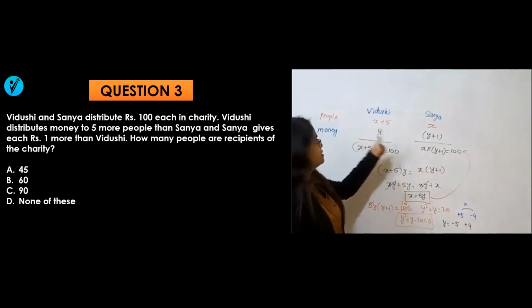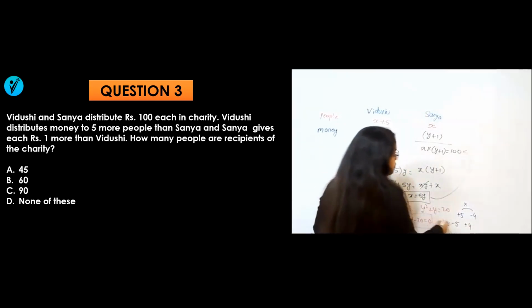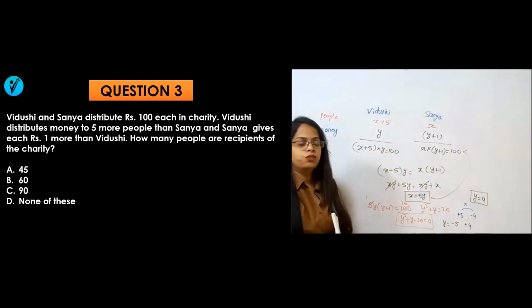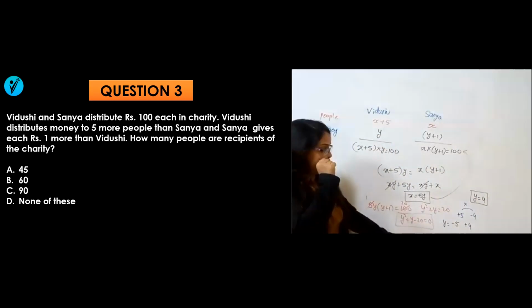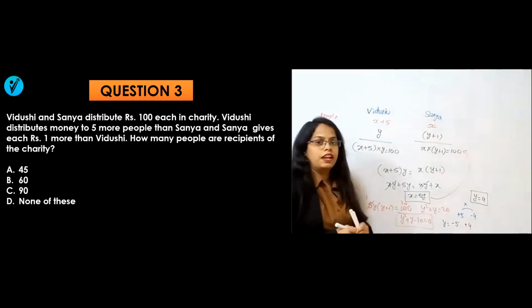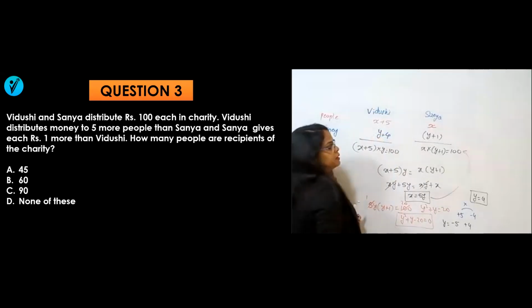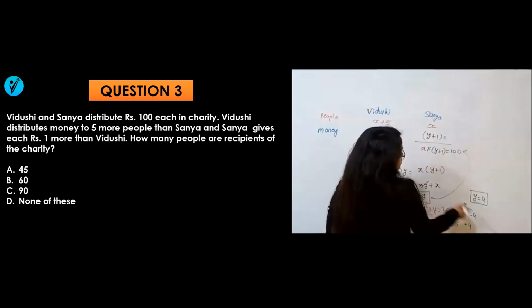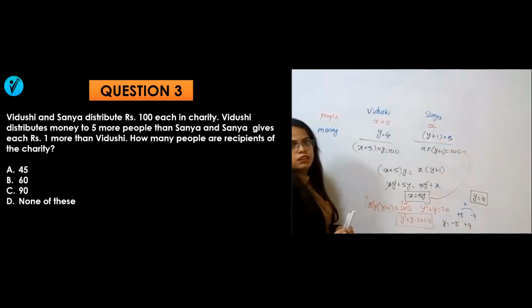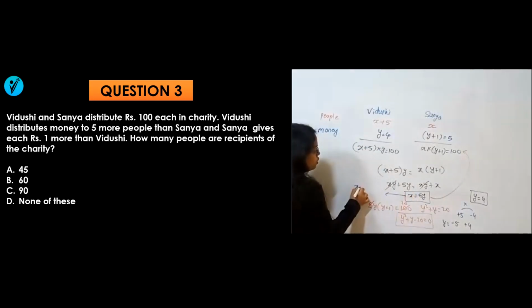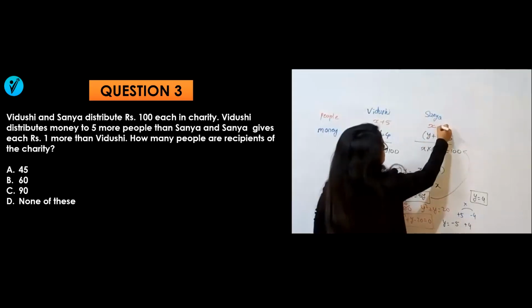As I know that Y is money, money cannot be negative. So obviously the value for Y will be 4, which we get from the quadratic equation. Now I will substitute these values. If Y is 4, that means Vidushi is distributing 4 rupees, then Sanya is distributing Y plus 1, that means 5 rupees. If the value of Y is 4, then what will be the value of X? 5 fours are 20, so X is equal to 5 into 4, that is 20.